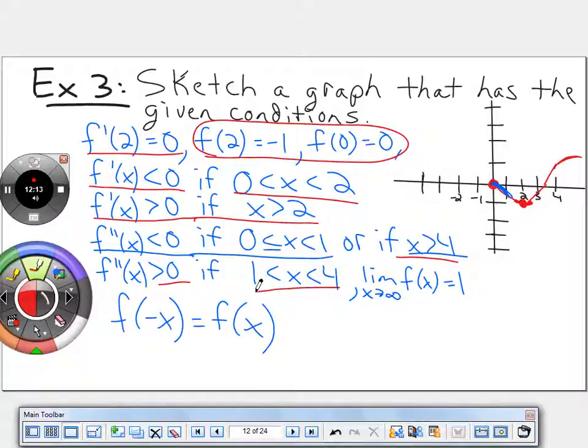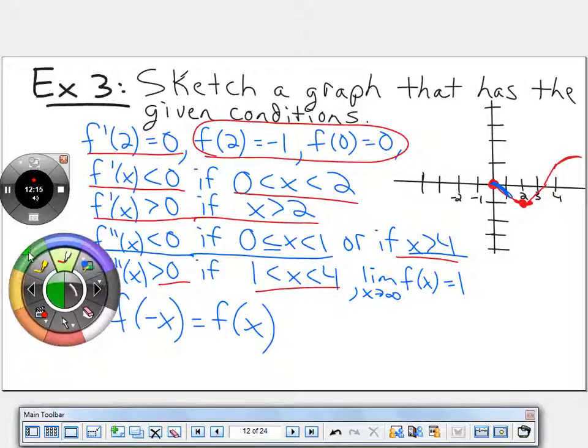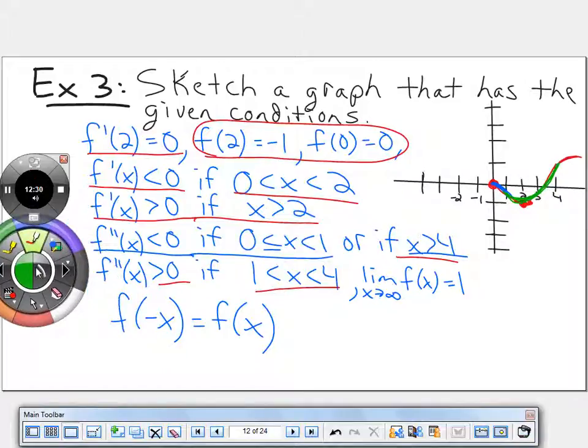So it's saying that all the time that it's between 1 and 4, it's concave up. So that would be concave up from 1 to 4. So all that area there kind of looks concave up. And again, at 4 is where it switches to concave down. And do we have anything left?